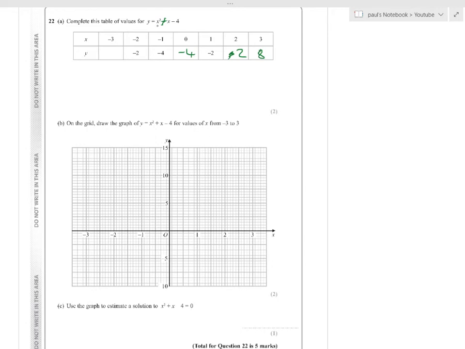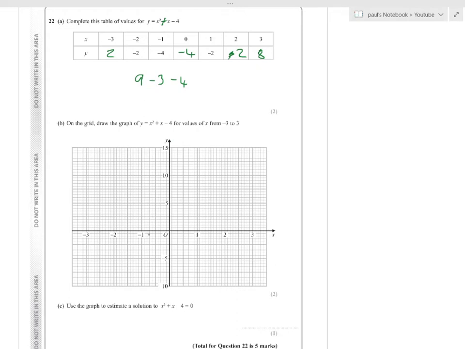This one. Minus 3. Hang on. Slow down. Minus 3 squared is 9. Minus 3, which is 6. Minus 4, which is 2. Right, so draw the graph.